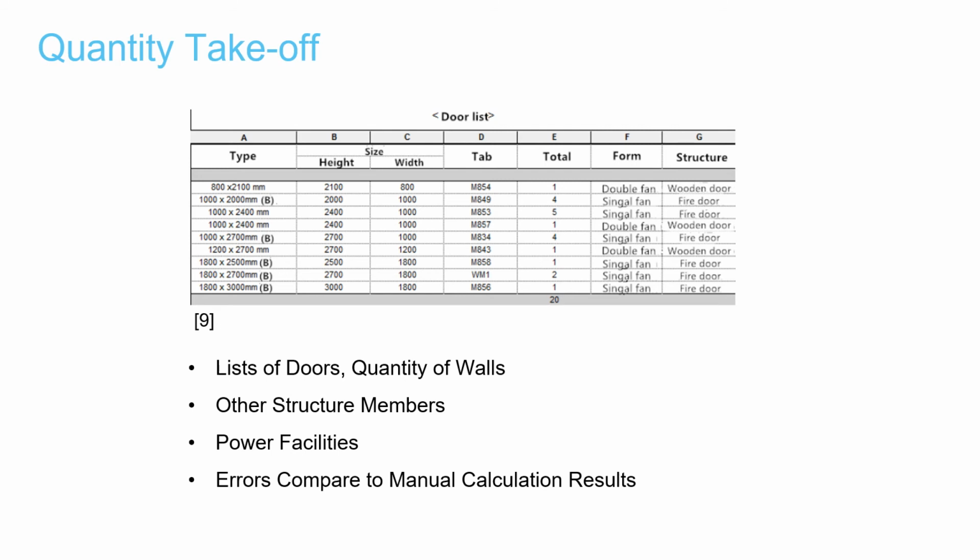Compared to the manually calculated results, there are errors in the Revit results. For example, the quantity of walls is slightly lower than the correct value because the calculation did not consider the volume of columns and beams.